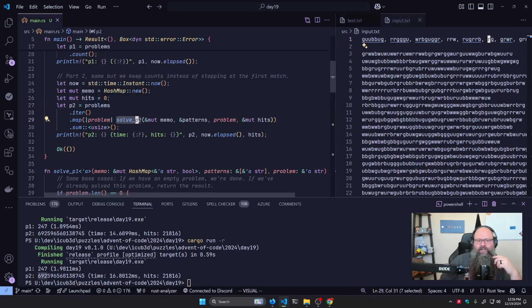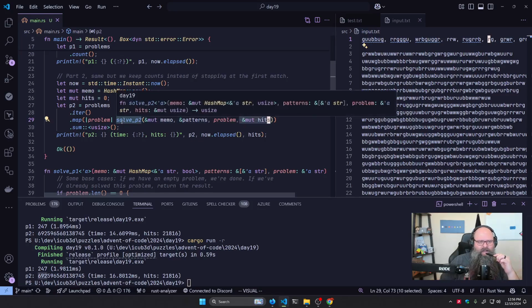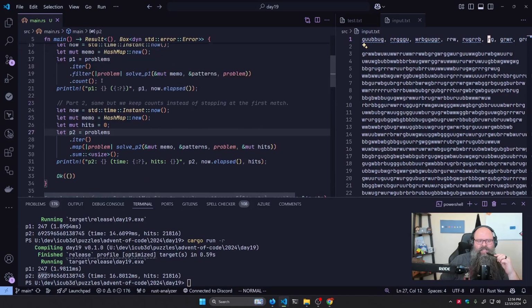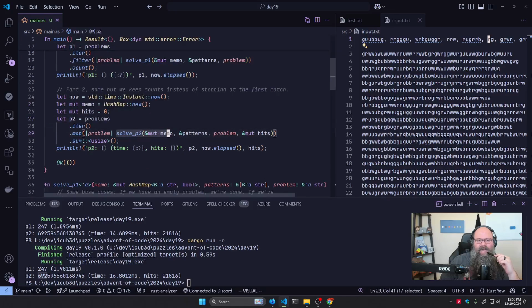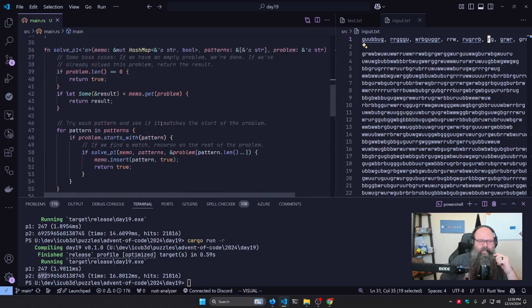So I'm just calling solve on part two. I'm also tracking the number of hits, which is the number of cache hits for my memo, because I thought it would be fun to show you how much the cache is actually used and how effective it is. Otherwise, the problem remains the same, except I'm going to get back a number now, and so I just want to sum up all those numbers to get my answer to part two.